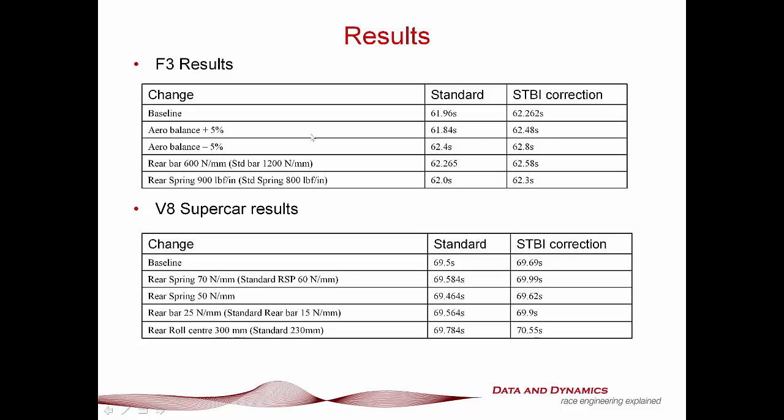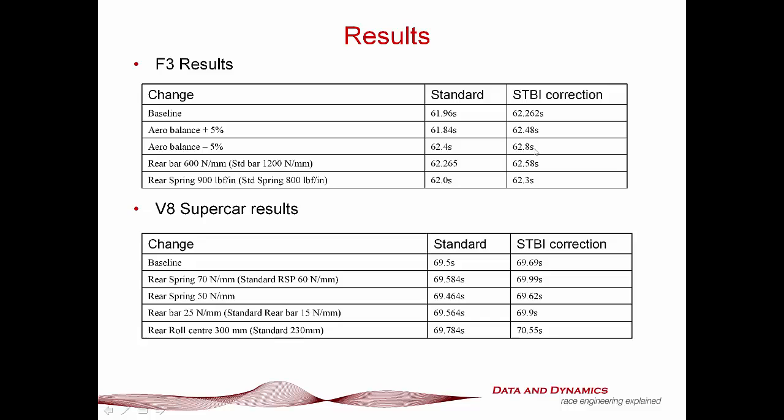Okay. Aero balance now at plus 5%, because we put a penalty on oversteer. Instead of going forward, it now went backwards, and it went backwards by 0.3 of a second. That, ladies and gentlemen, is quite significant. And with an aero balance at minus 5%, we had 62.262. It now lost 0.6 of a second.